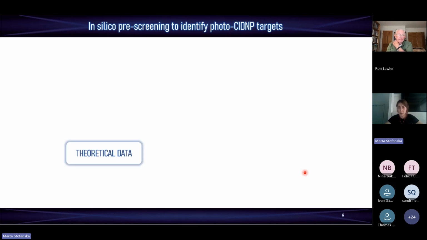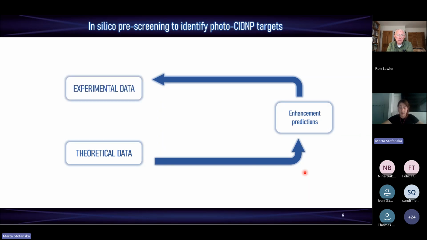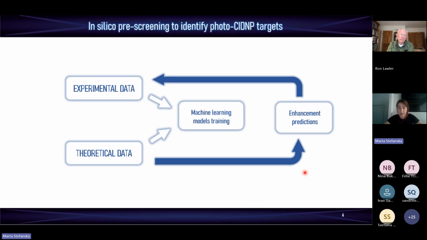So the first thing that we have to start from is theoretical data, something that our model will be using to predict the photo-CIDNP enhancement. So instead of acquiring experimental data directly, we want to predict this based on theoretical data. And of course, to be able to do this, we first have to collect some experimental and theoretical data as a training set for our machine learning models. And then we'll be predicting photo-CIDNP enhancement for the test set not used in the training set.